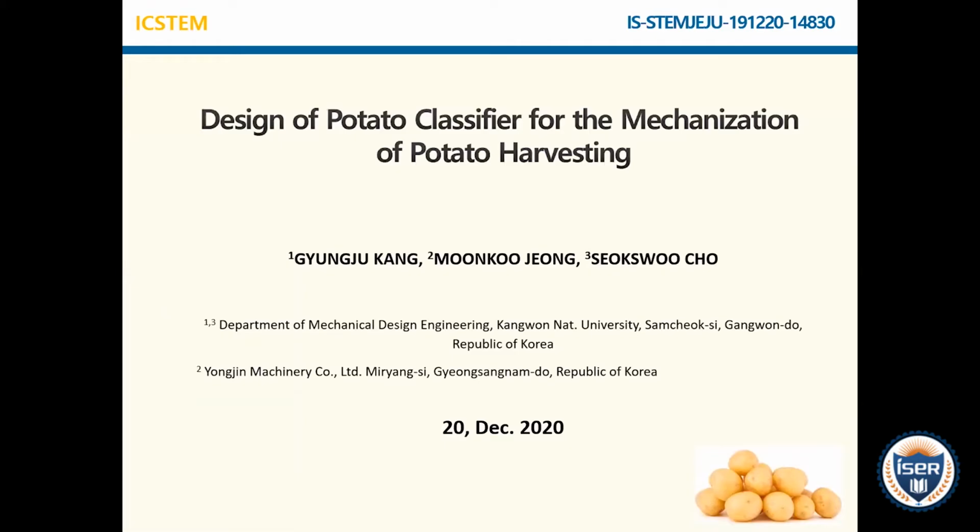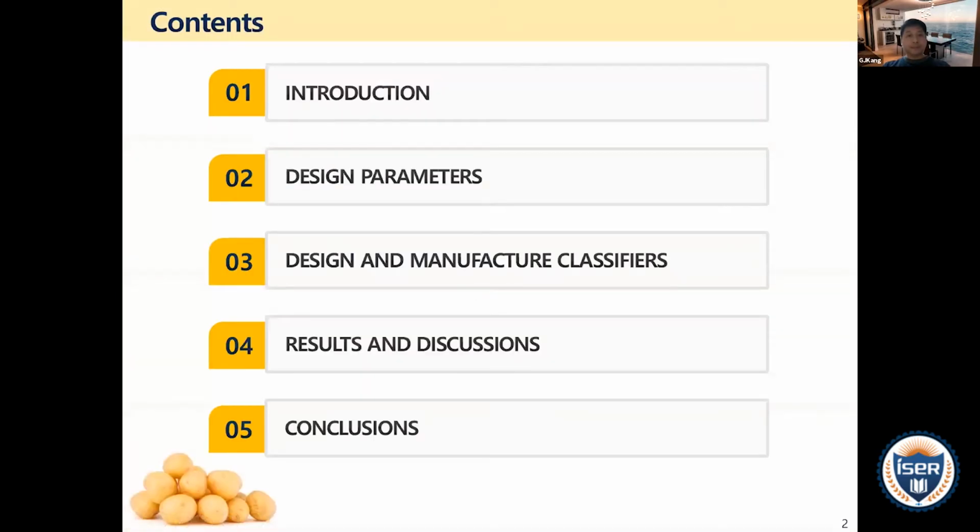The title of my paper today is Design of Potato Classifier for the Mechanization of Potato Harvesting. The first and third authors are from university, and the second one is from industry. We collaborated between the school and industry. The contents run from introduction to conclusions.